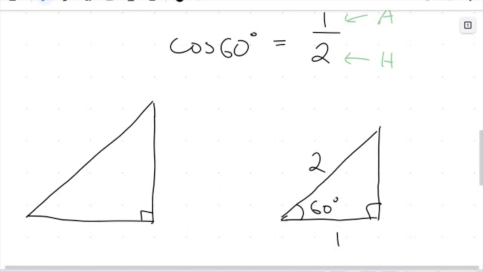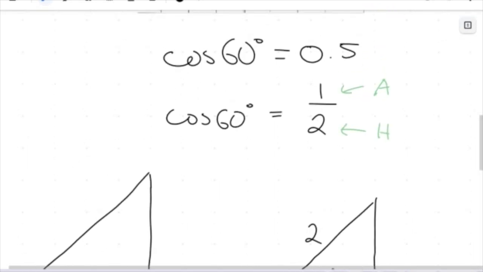But now, what's important to note here is that this is just a fraction or a ratio. So that means I can have any value of an adjacent or a hypotenuse as long as when I set up this fraction, it gives me a half or 0.5.